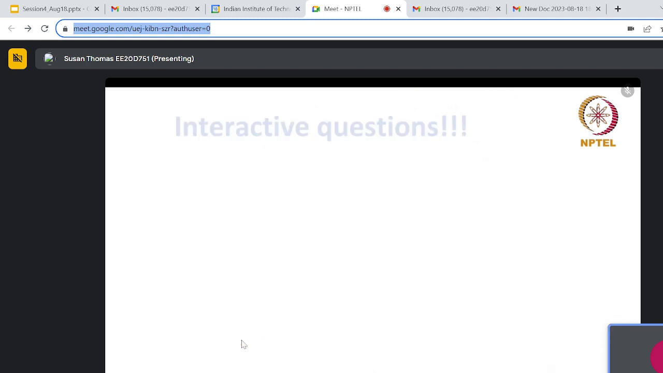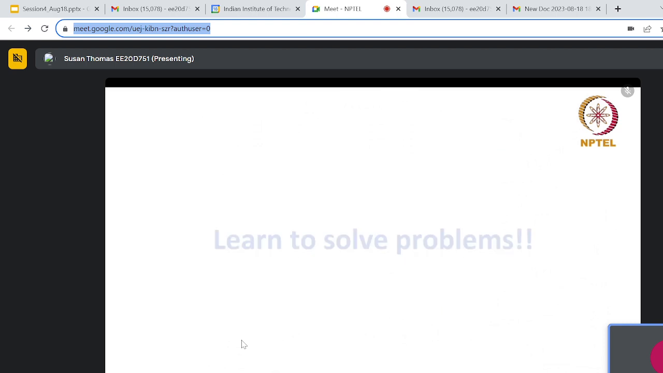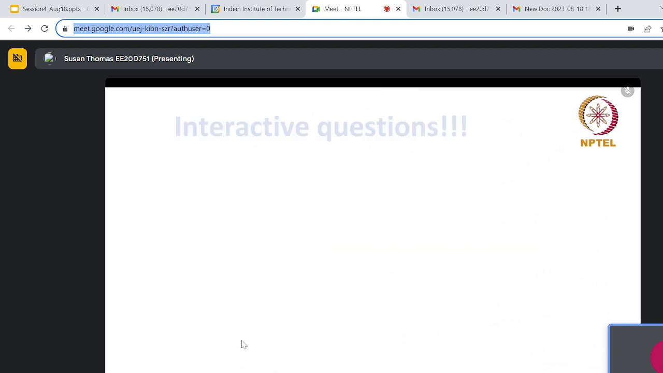Before I begin, I hope the idea of the quarter wave transformer is clear. There are two conditions in the case of a quarter wave transformer. One is that the length of the line should be lambda by 4. The second condition is that the impedance of the quarter wave transformer should be the square root of Z0 into ZL. So if you are trying to match ZL to Z0, then it should be like this.